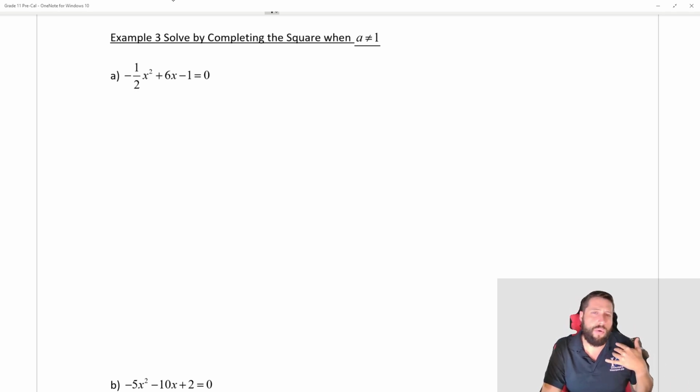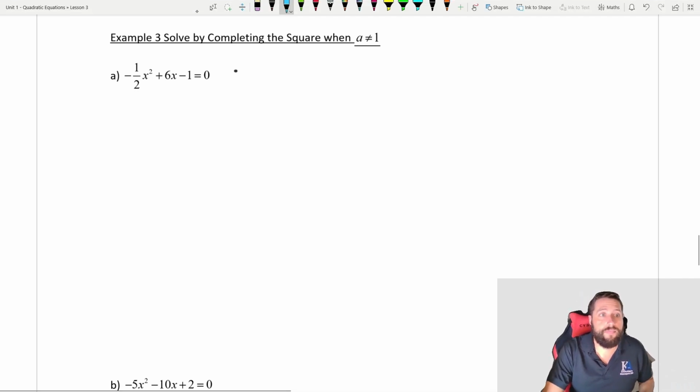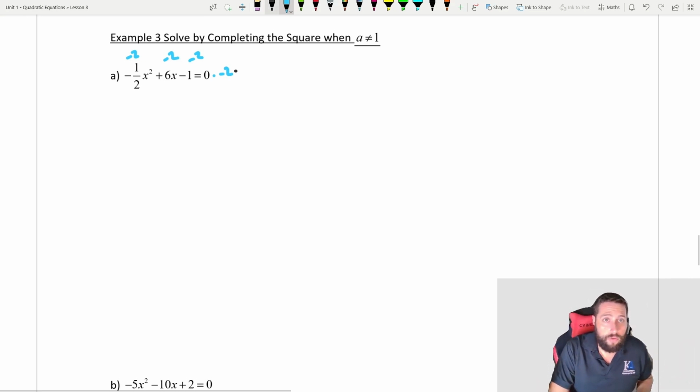Okay, so what we are going to do is multiply both sides of the equation by negative 2. Okay, so let's multiply everything by negative 2. So this by negative 2, this by negative 2, this by negative 2, and of course this by negative 2. Every term on the left and the 0 on the right. So now it becomes x squared minus 12x plus 2 is equal to 0.